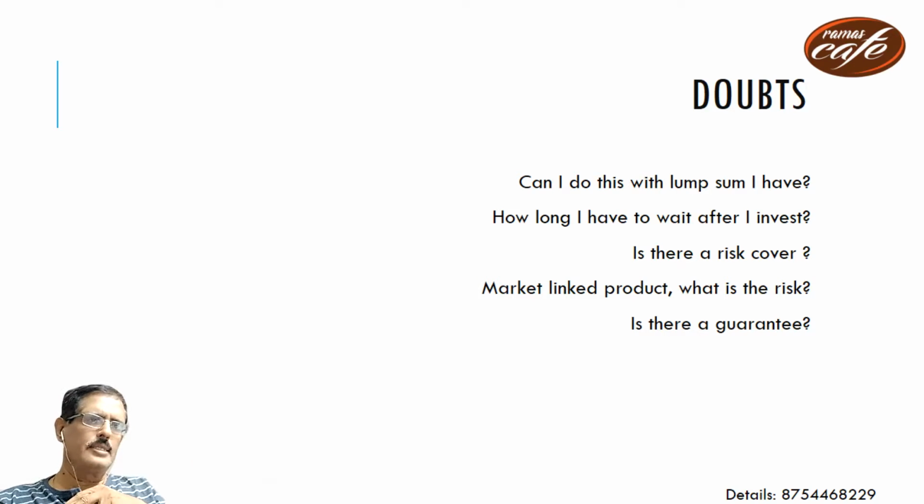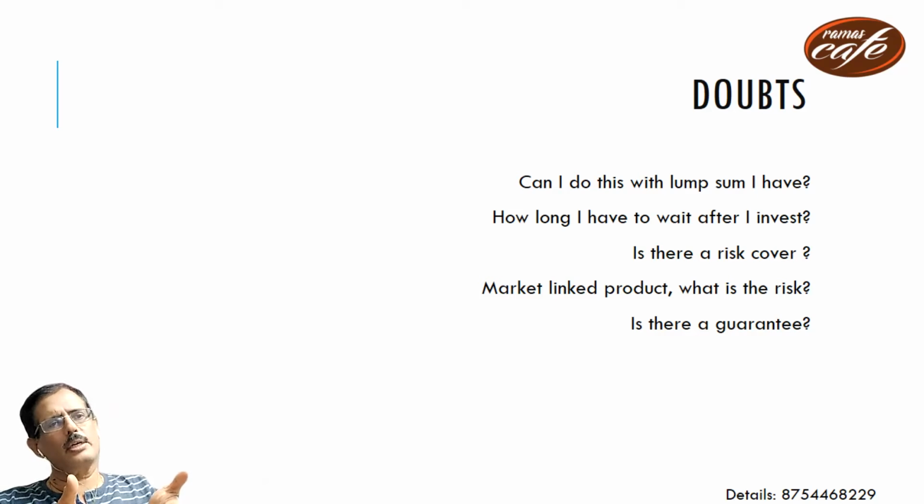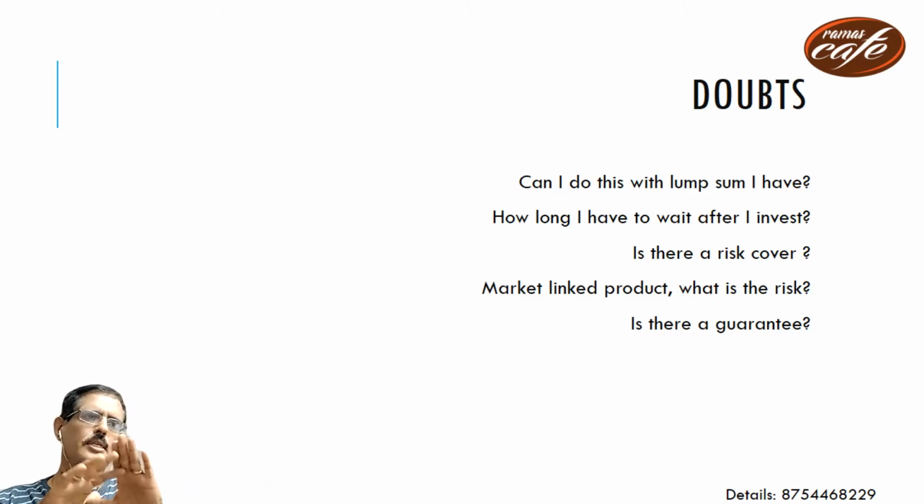And is there a guarantee? There are two things. One is that it is backed by LIC, and there are guaranteed additions also given, apart from market growth. So this is what is summed up: a market linked product with risk cover called the ULIP plan. That's what we discussed today. And go for it as early as possible.